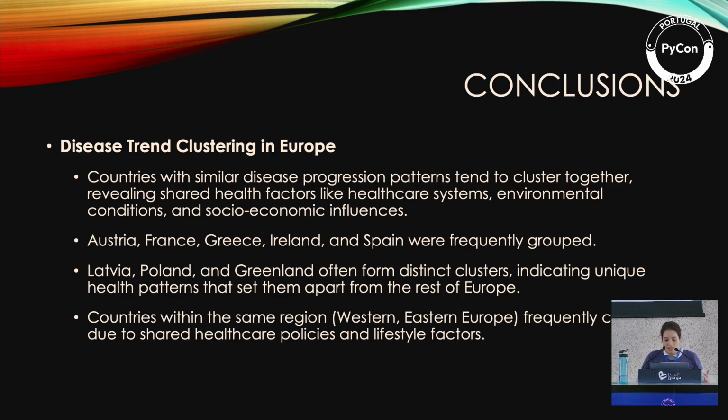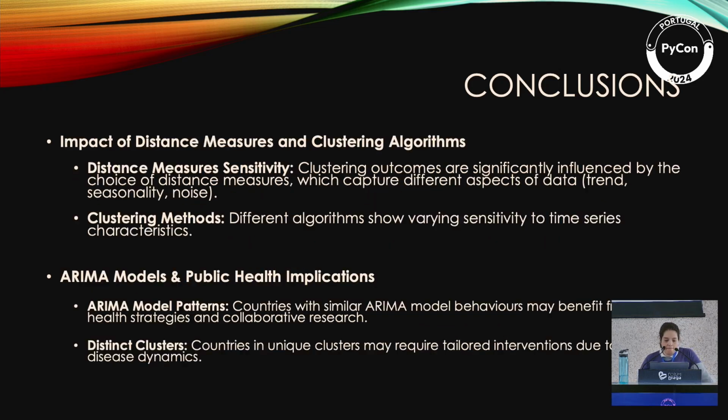Countries in the same region, Western or Eastern Europe, frequently cluster together due to shared policies and lifestyle. In terms of the impact of distance and clustering algorithms, distance measure sensitivity: cluster outcomes are significantly influenced by the choice of distance measure, which captures different aspects of the data. Some focus more on trends, others on seasonality, some are sensitive to noise, and others are insensitive to noise. The clustering methods, of course, form different clusters. It's also sensitive to the distance, but also to the time series itself.